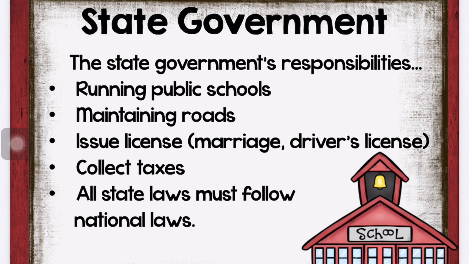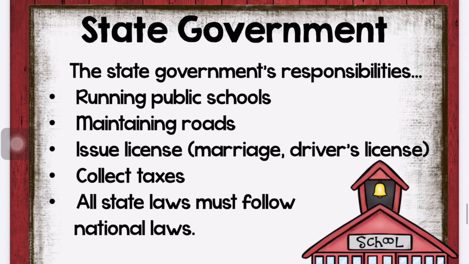They also collect taxes. Now those are different than our national taxes that we learned about on Friday. And this one is really important. All state laws must follow national laws. So if the national laws say that you can't vote until you're 18, then the state law has to follow that. They can't make a new law that says that you can vote when you're 16. All state laws have to follow national laws.